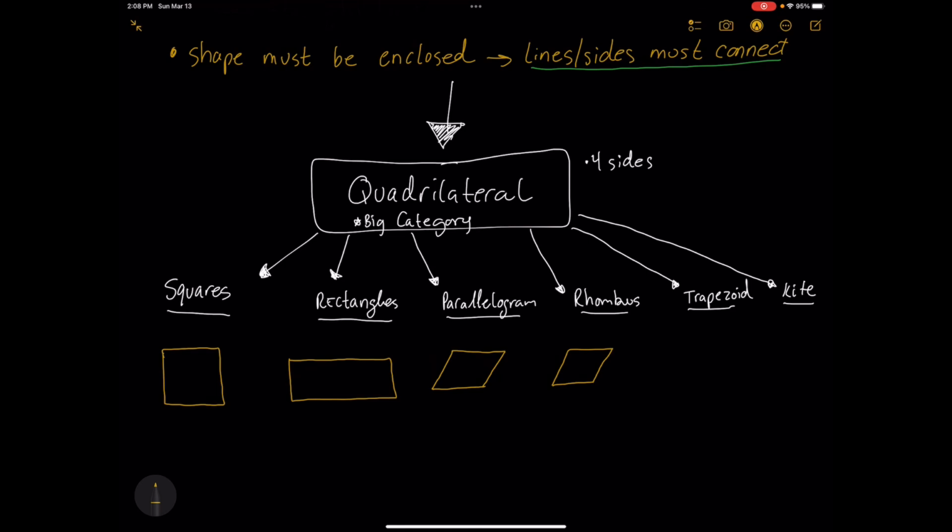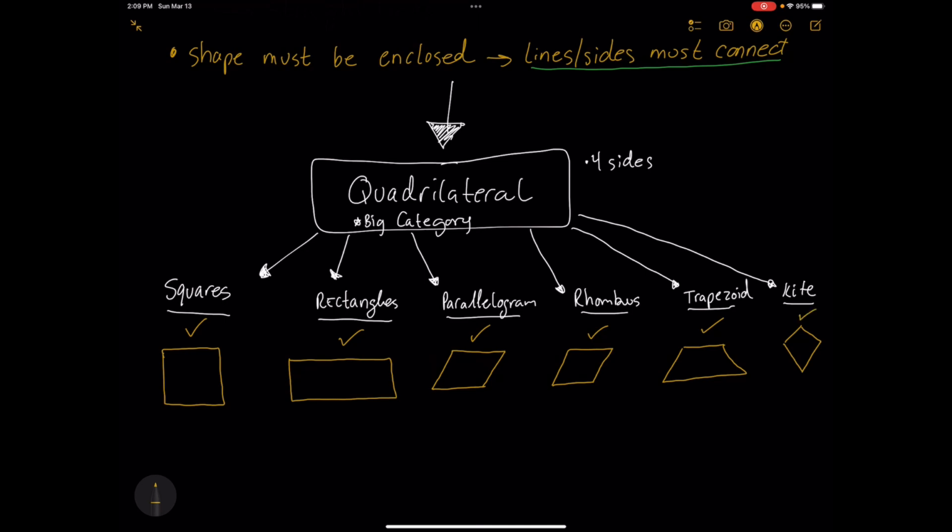And then you have something called a trapezoid. A trapezoid could look maybe something like this. Okay, and then finally, we have something called a kite, which can look something like this. Kind of like the shape of a kite. Almost like a diamond, kind of like the shape of a kite, okay? So you got squares, rectangles, parallelograms, rhombus, trapezoid, and kite.